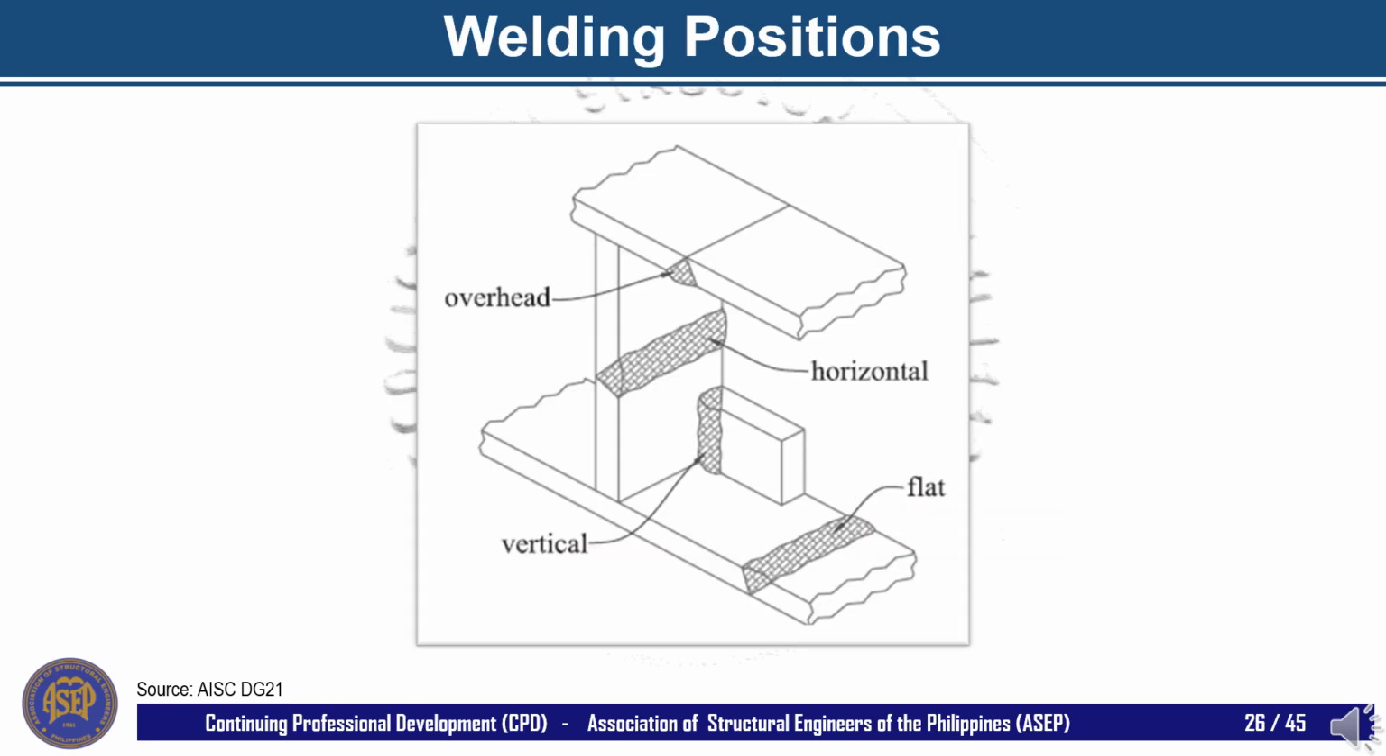Before we proceed with the succeeding slides, let's be familiar first with the different welding positions. As shown in this image, there are 4 welding positions considered in AWS or AISC. We have a flat position, a horizontal position, vertical, and an overhead position.